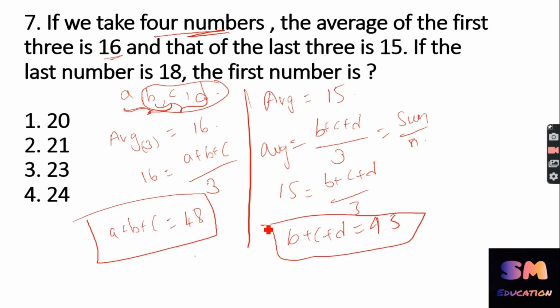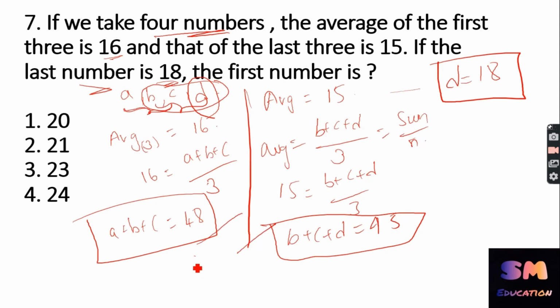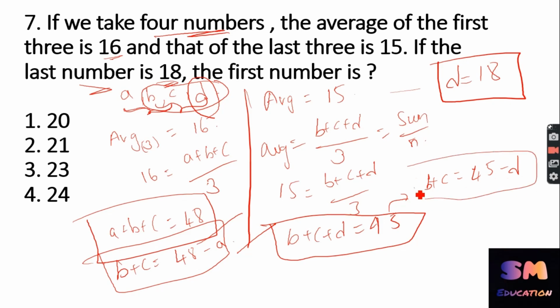Now in these 2 conditions, what they are asking is, if the last number is 18, find the first number. So let D equal 18. Let's solve these 2 equations. From the first condition, we can write B plus C equals 48 minus A. From the second condition, B plus C equals 45 minus D.